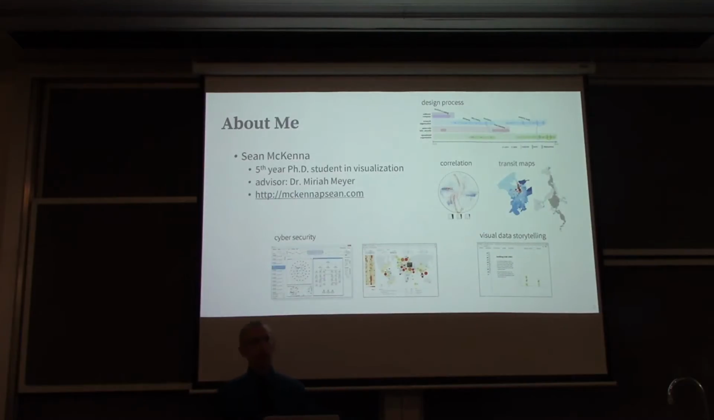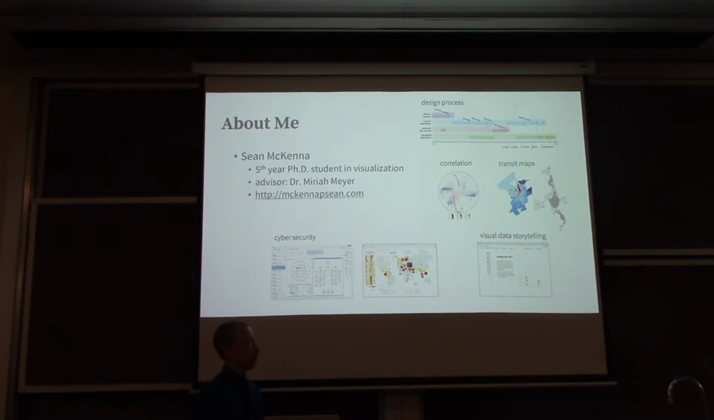And before I get into that, a little briefly about me. I'm Sean McKenna. As Alex mentioned, I'm a fifth-year PhD student. My advisor is Dr. Brian Meyer, and my website's here. And here's some of the previous projects I've worked on. I've worked primarily studying the design process across a variety of things, and that's what my dissertation is focusing on: how do we design visualizations and what is the process we go about doing that. And that's what this lecture is going to be primarily about.